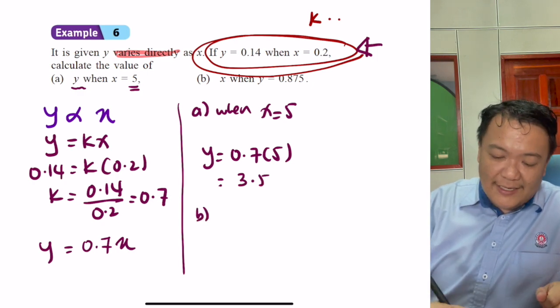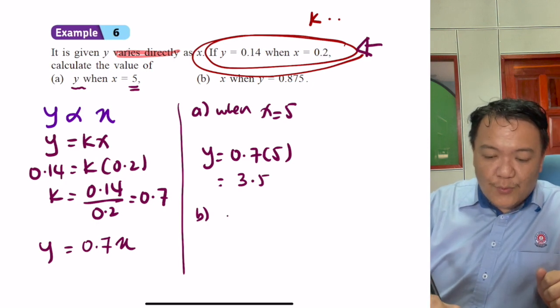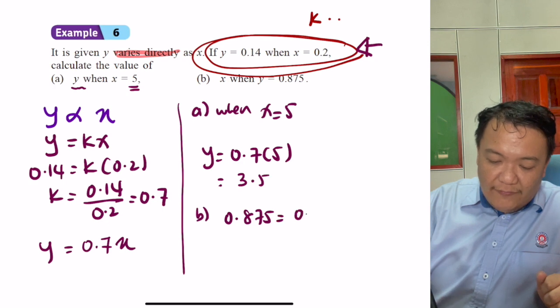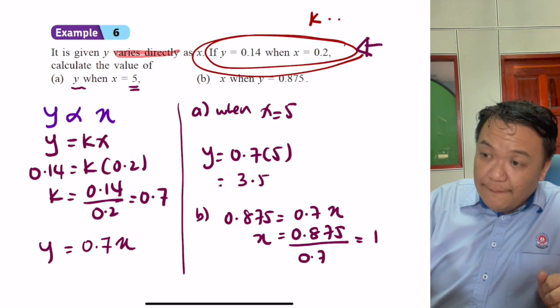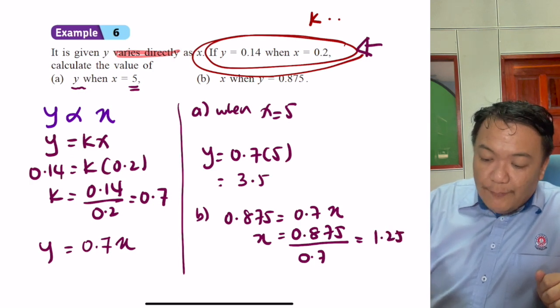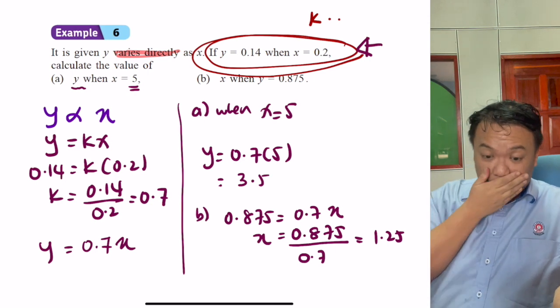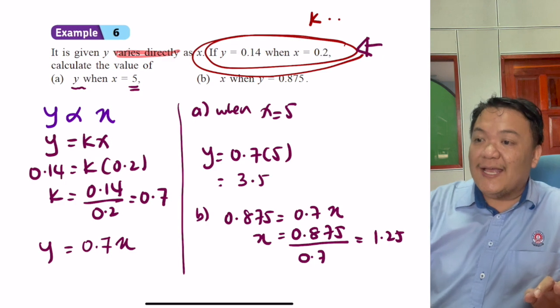Okay, next B. Find the value of x when y equals to 0.875. So 0.875 is equals to 0.7x. So x is equals to 0.875 divided by 0.7. So jawapan kita adalah 1.25. Boleh? Macam tu saja kan? Senang saja, tak susah pun. Okay.